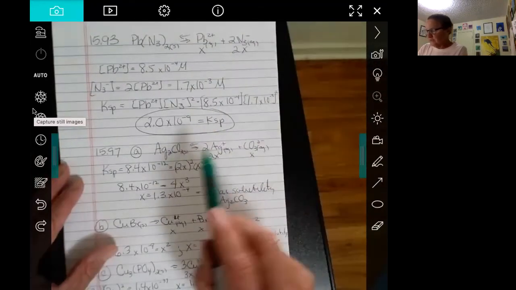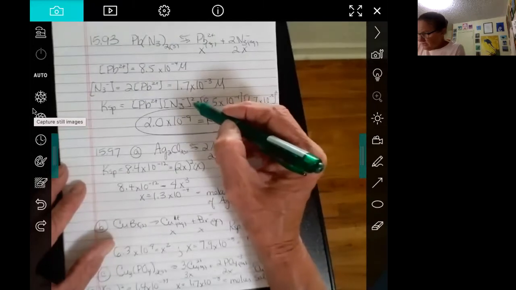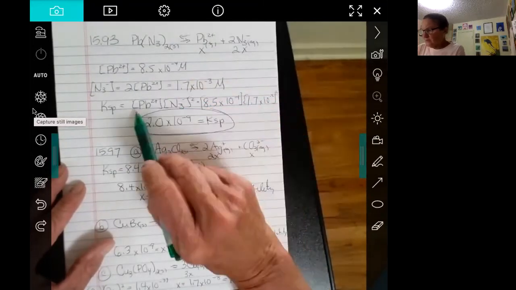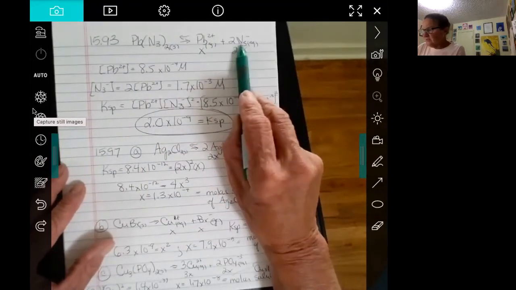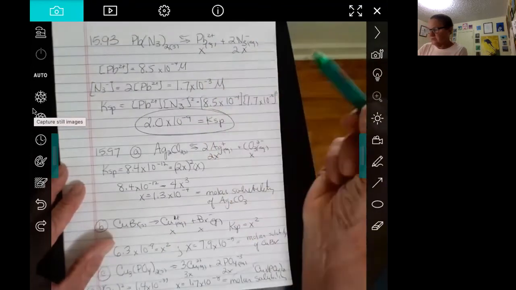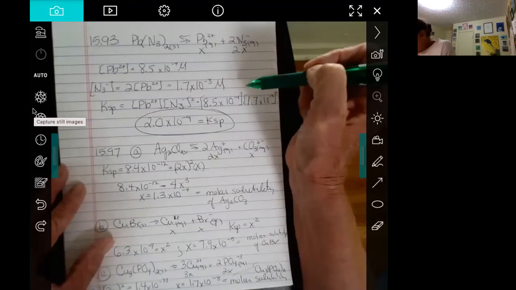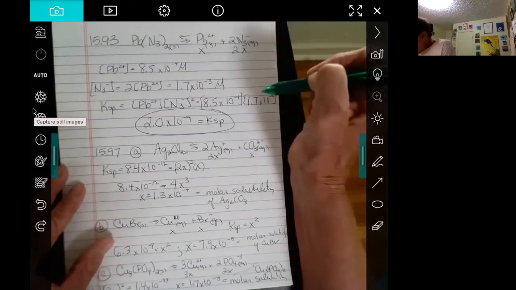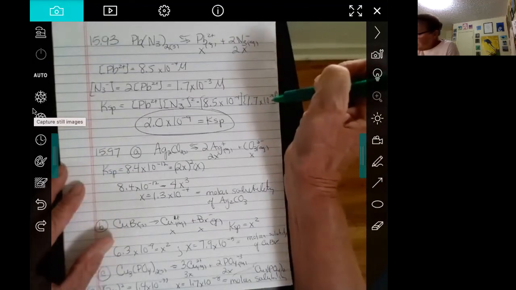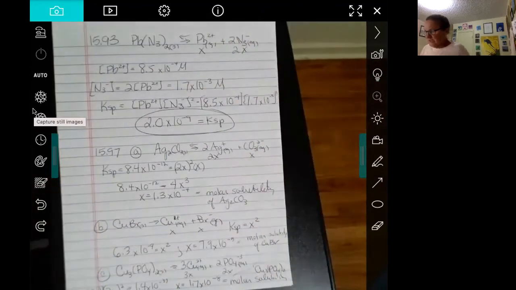And then we can just plug those in, making sure, don't forget to square. So it's this concentration times this concentration squared because of the stoichiometry. So we get 8.5 times 10 to the minus 4 times 1.7 times 10 to the minus 3 squared. And we get a KSP of 2 times 10 to the minus 9. So, yeah, I don't think there's anything else I can say about that one.